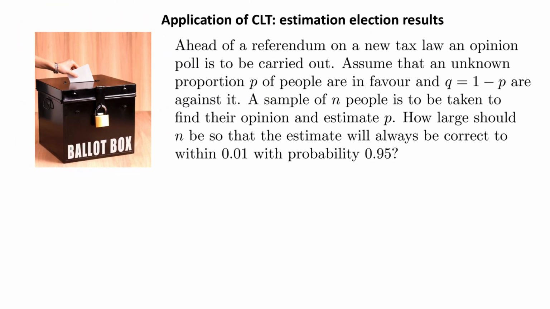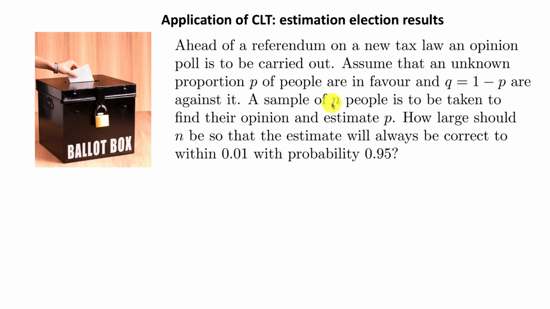Finally, let us apply the central limit theorem to voting. So, ahead of a referendum on a new tax law, an opinion poll is to be carried out. Suppose that an unknown proportion P of people are in favor of the law. In other words, the probability of finding a person who is in favor is P, and the probability of finding a person not in favor is therefore 1 minus P.